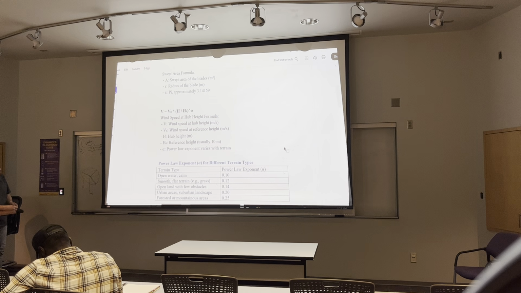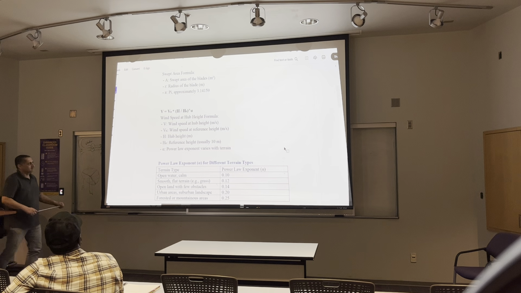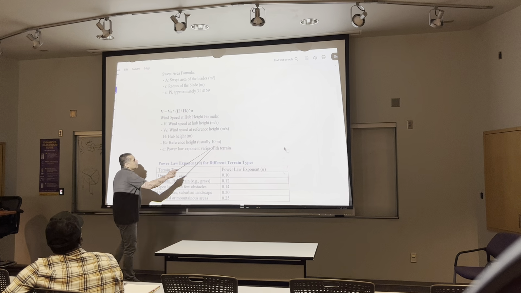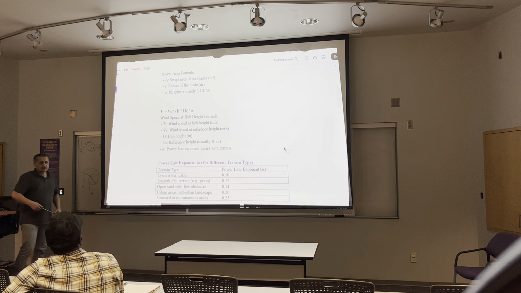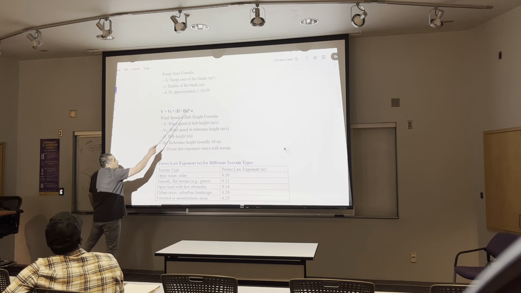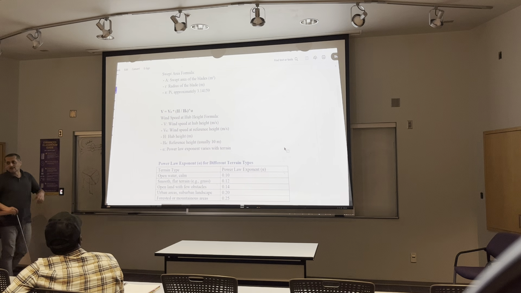Okay, so H is the height and the reference height usually is 10 meters, which is standard. Okay. Alpha is the power law exponent. This is the exponent, the power of this term, H to H naught. Alpha depends on where the installation of the wind turbine is.